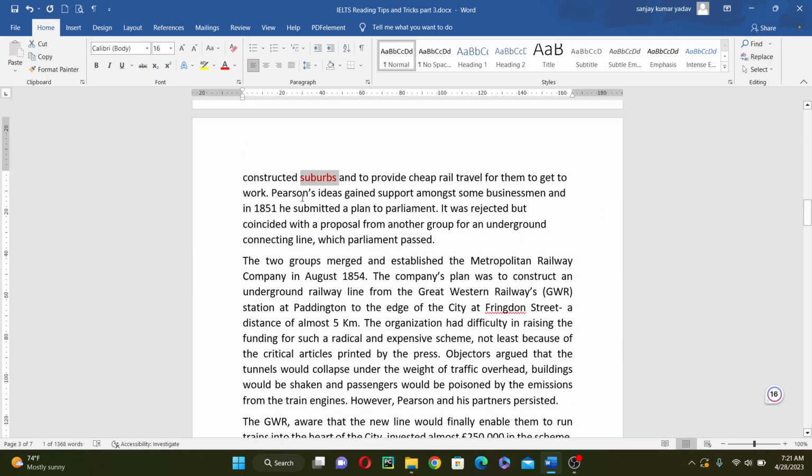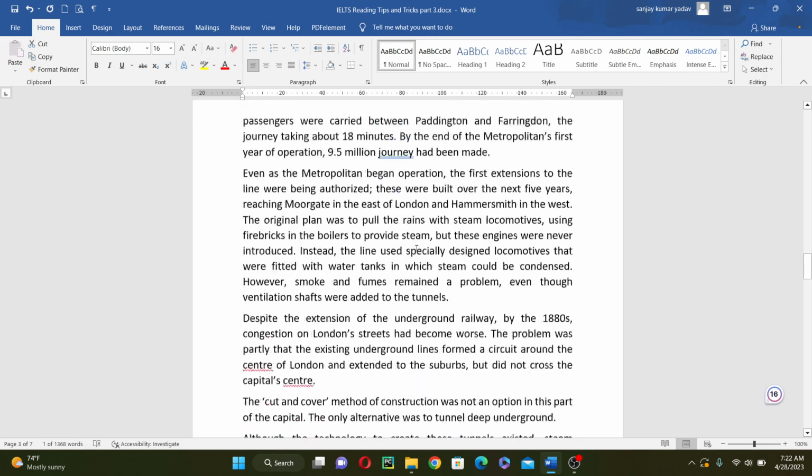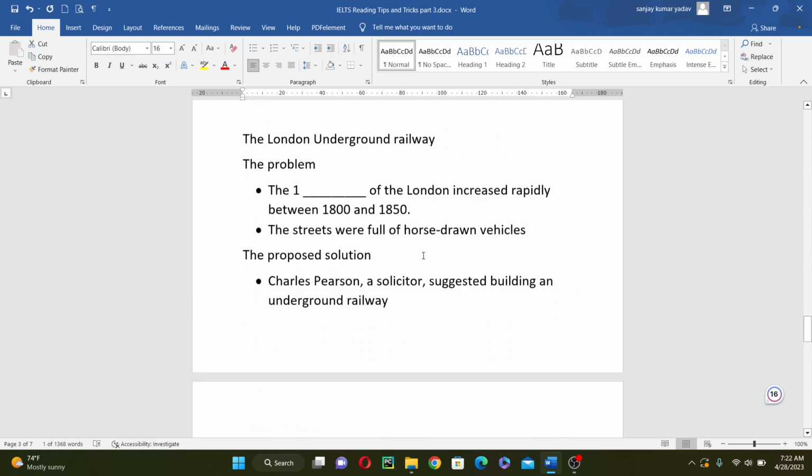Now the third answer should be below the second answer. Okay, so Pearson's idea gained support amongst some businessmen. And in 1851 he submitted a plan to parliament. It was rejected. Okay, so parliament isn't the one who submitted. So this is the answer, I think. Let's mark it red. Second, let me go to the passage.